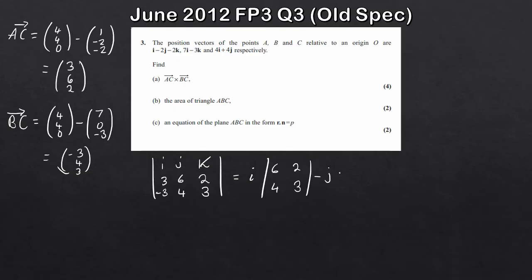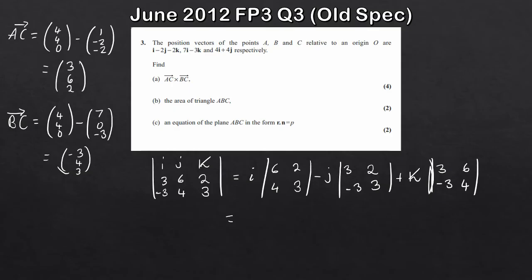Minus j lots, so remember the next one has to be negative, minus j lots. 3, 2, minus 3, and 3. Plus k lots of the bottom left elements here, so 3, 6, minus 3, and 4. Okay. Look at your individual 2 by 2 determinants here.